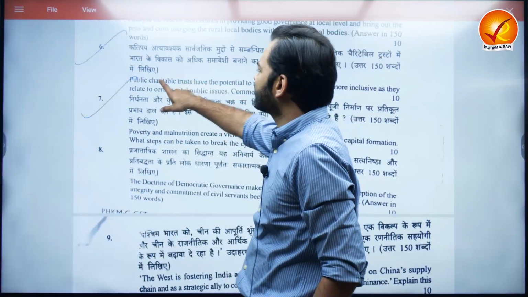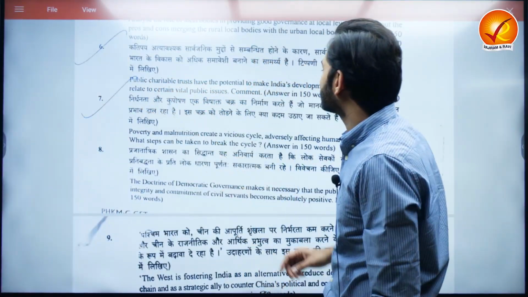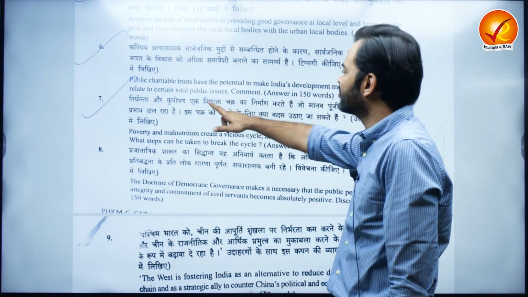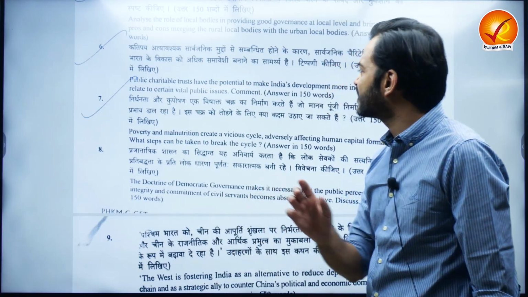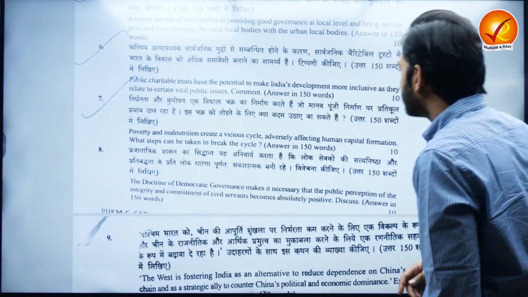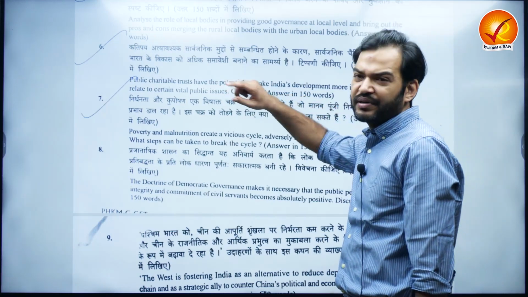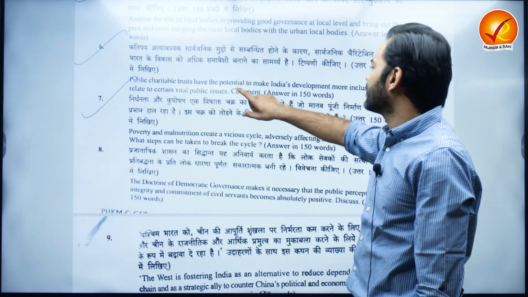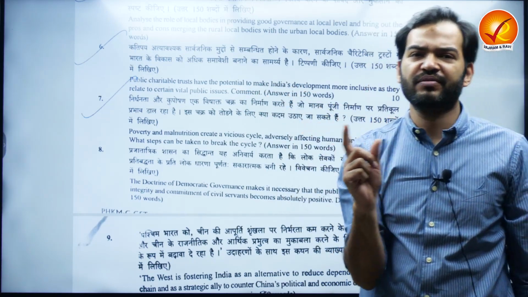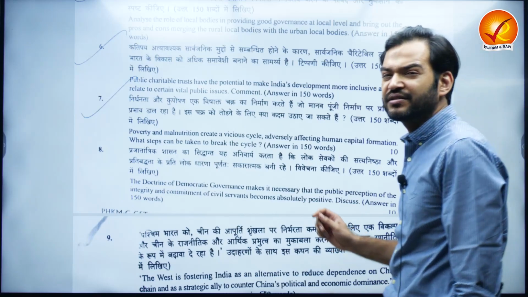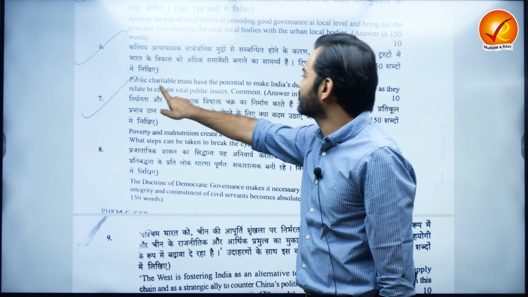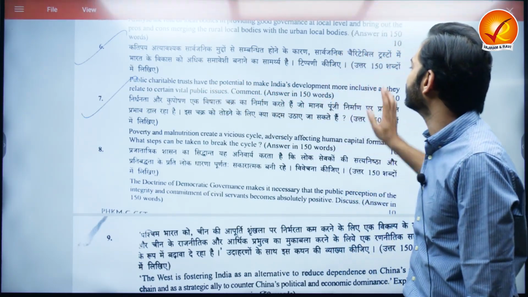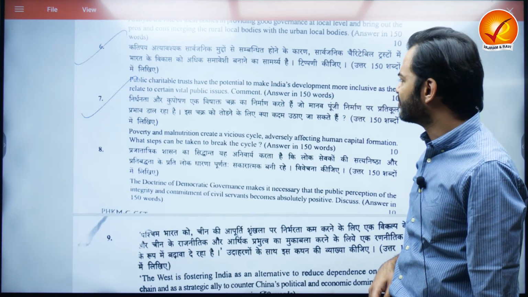So we have question number 6 from GS Paper 2. Question number 6 says, public charitable trusts have the potential to make India's development more inclusive as they relate to certain vital public issues. Comment. So this question is related to the topic called NGOs in your GS Paper 2. There is a topic called development process and development industry, role of NGOs, SHGs and charitable trust. So the question is directly asked from there: what charitable trust can do to make India's development more inclusive.